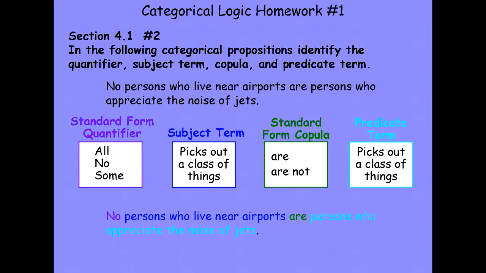And the final component, the predicate term, which is that phrase that picks out our second class of things, will be persons who appreciate the noise of jets. In the next module of this playlist, we'll look at the next problem on our homework.